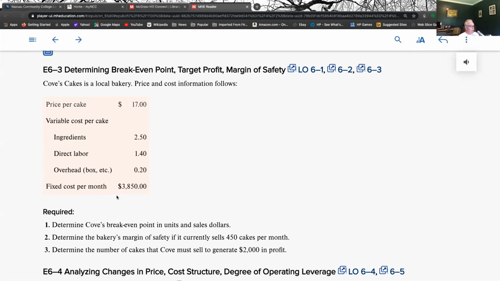So look what they're asking for. Determine the break-even point in units and sales. Then determine the margin of safety if they sell 450 cakes per month. Determine the number of cakes that they have to sell to generate $2,000 in profit, right? So that's target profit, that's margin of safety, that's break-even point.